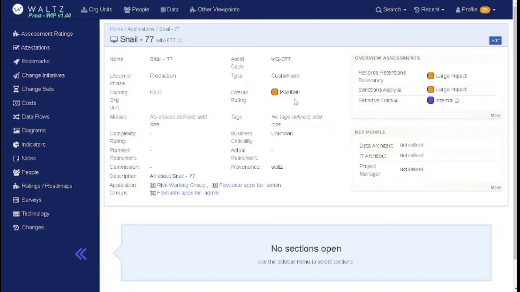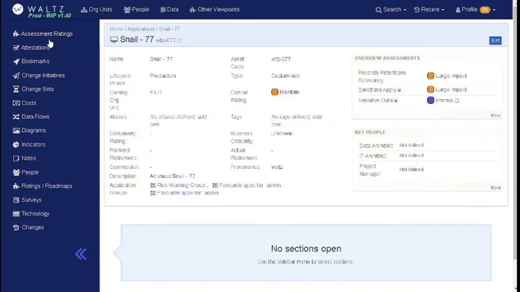What this tries to give you is some core information about your application. It tries to give you information about your key people, if they've been defined, and again a number of assessments. These are obviously organisation specific, but they can give you views around whether your application has sanctions that may apply to it, whether you maybe have sensitive data, and essentially this can all be taken from external sources and rolled into your application lens, or it can be taken from data that's already within Waltz and within the Waltz database.